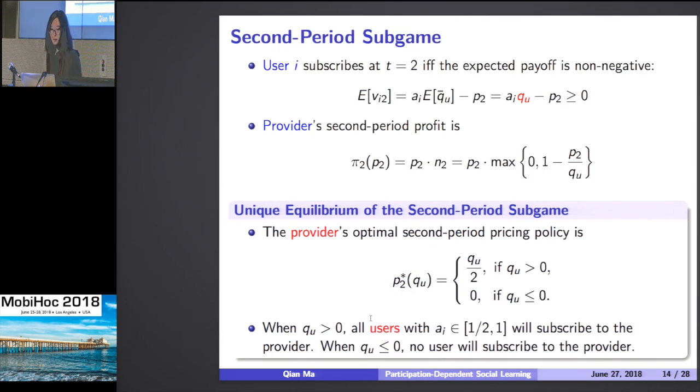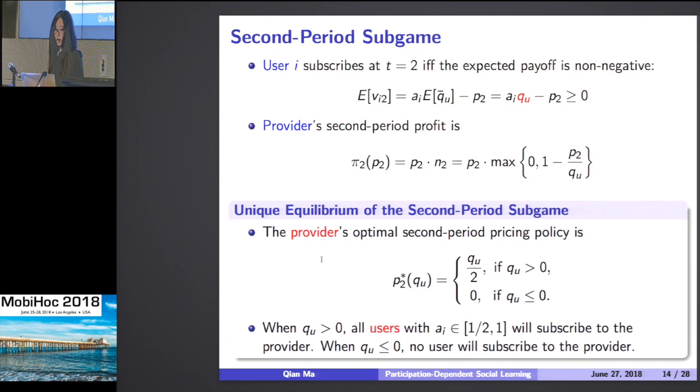So first, user I will subscribe to the provider in the second period if and only if its expected payoff is non-negative. Note that this user I's expected payoff depends on the updated mean QU. And the provider's second period profit is the product of its price P2 and the second period subscriber amount N2. Then we can derive the Nash equilibrium for the second period subgame. So our analysis shows that there is a unique equilibrium of the second period subgame.